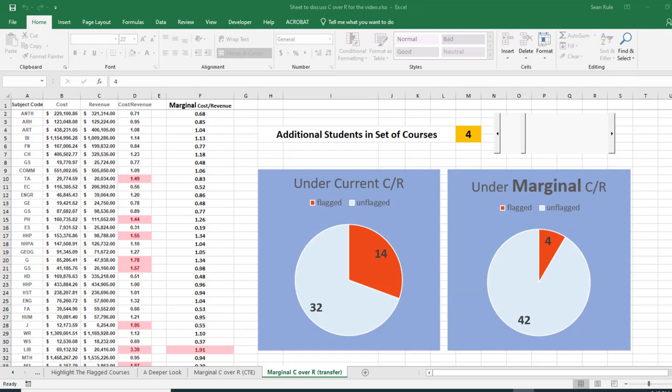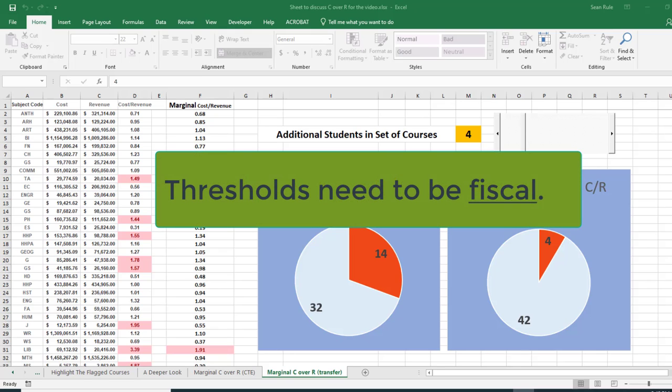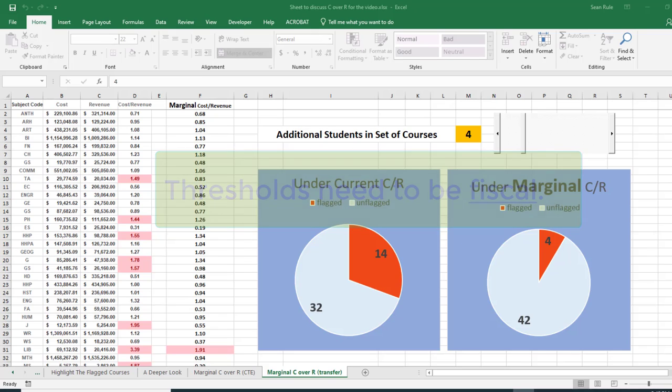And one more thing to think about moving forward. The thresholds that we're comparing these measures to need to be well thought out and tied to something budgetary in the college. They can't just be created out of thin air. They need to be fiscally tied.